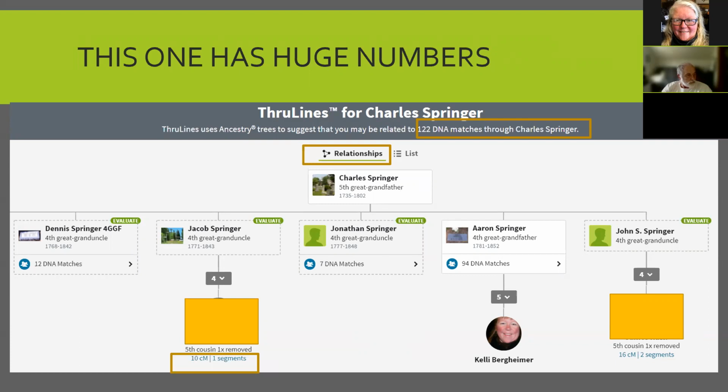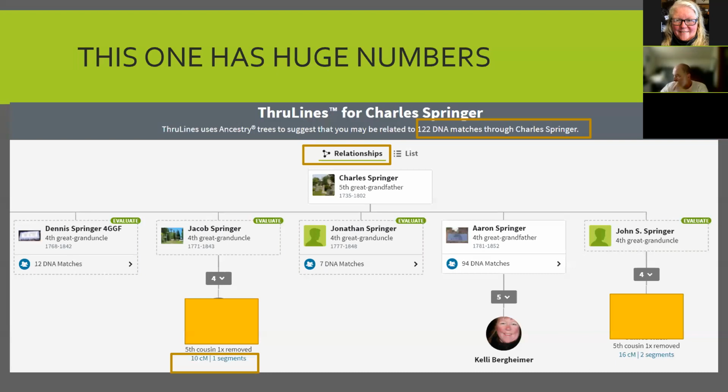But you can see here, I just did a snapshot of these Springers. There's Dennis, Jacob, Jonathan, Aaron, John. And if you go to the left, you'll see that there's even more. I didn't include all of them, but you can see that I'm related through Aaron Springer, who's my fourth great grandfather. And then these are his siblings and some of the potential DNA matches. So again, this can help you with sorting, but remember, it's hints.